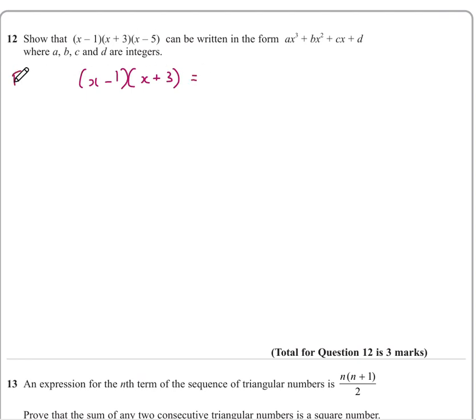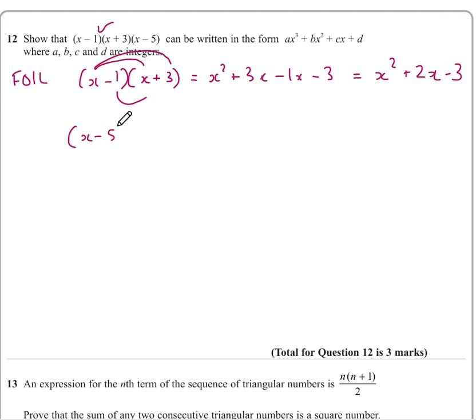So FOIL is a popular method of multiplying out. You might also do a grid. We've got x squared plus 3x minus 1x minus 3. And let's just tidy that up before we multiply it any further. So we've got, collect these 2 centre terms together. So we've got x squared plus 2x minus 3. Okay. So I multiplied my first 2 brackets. So I just need to multiply this result by x minus 5.